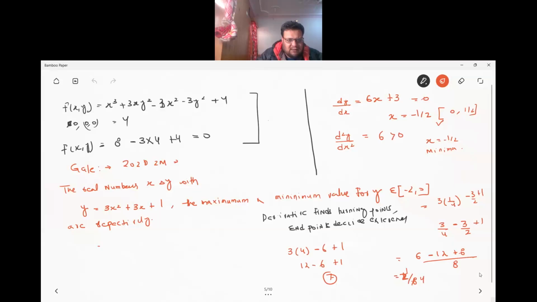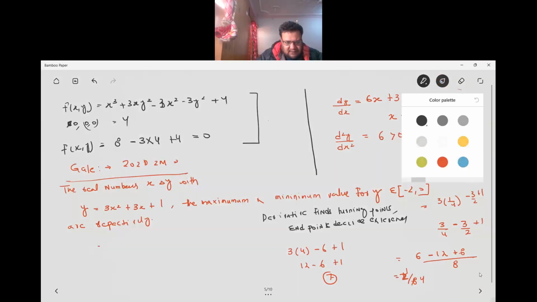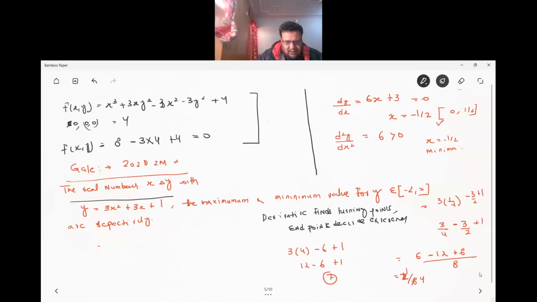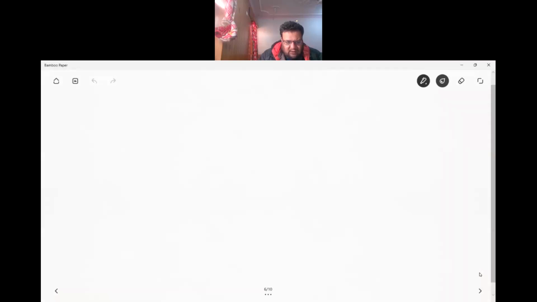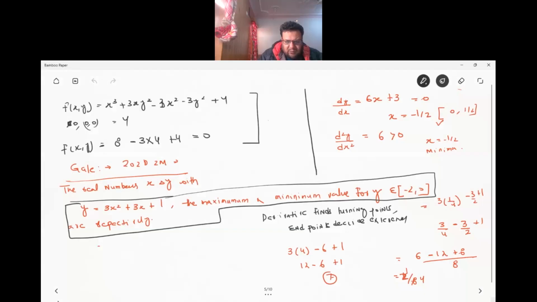So f of x is equal to, okay, here is one question. See, this has been asked in the GATE examination. y is equal to 3x square plus 3x plus 1. Maxima and minima values for minus 2 comma 0, right? So for 0, if you put the value, what is the value you are going to get? 1. So here, do you need to take the derivative or not in this scenario? So the maximum point you will get at minus 2, right?